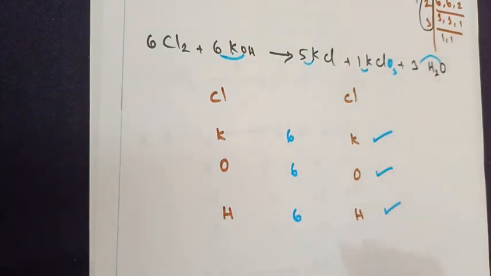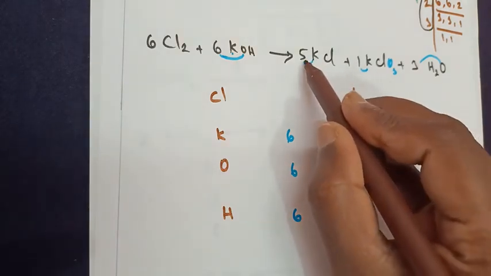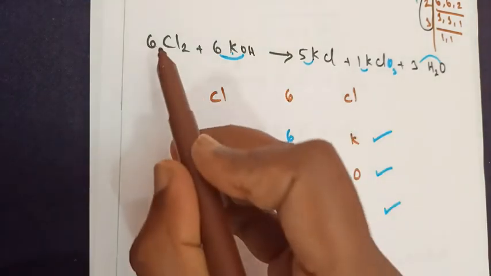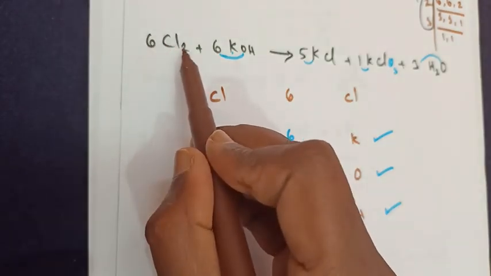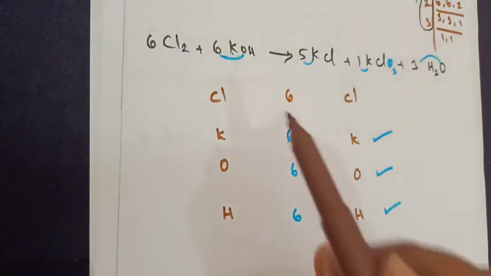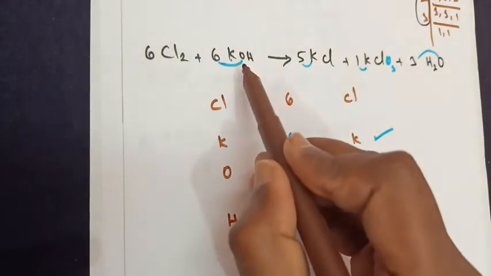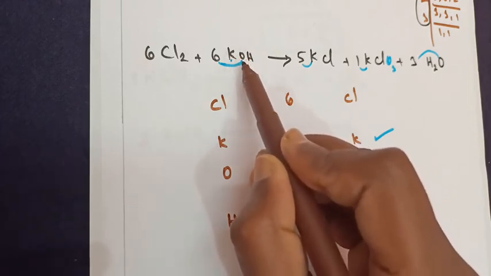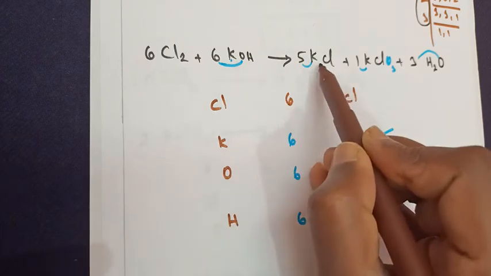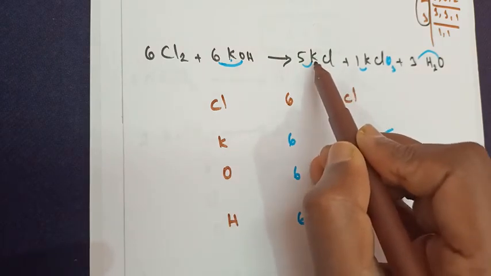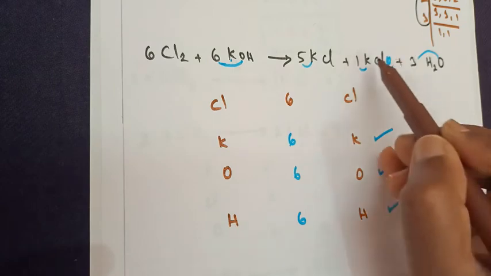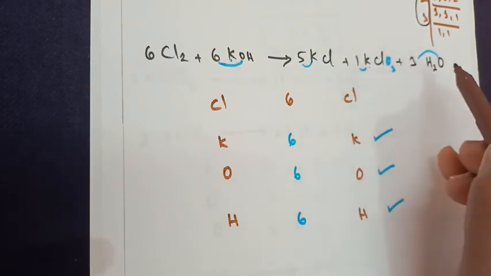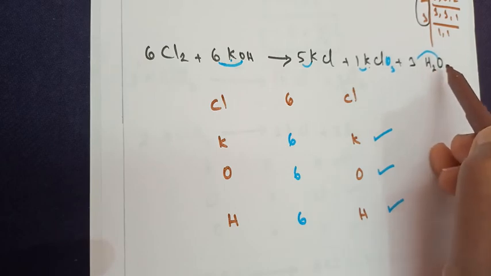Now let's come back to chlorine. How many chlorine atoms do we have? 5 plus 1. 1 is for chlorine also. 6 we've got. But on this side, if you count, how many have you got? 6 2s are 12. The concept you have to remember here is that potassium hydroxide is a compound made up of potassium, oxygen and hydrogen elements. Potassium chloride is made up of potassium and chlorine. Potassium chlorate is made up of potassium, chlorine and oxygen. Water molecule is made up of hydrogen and oxygen.